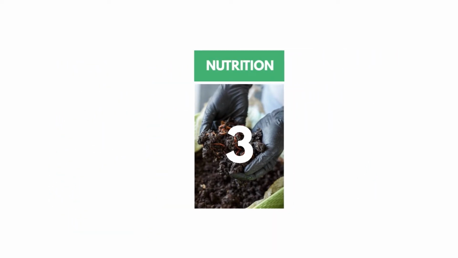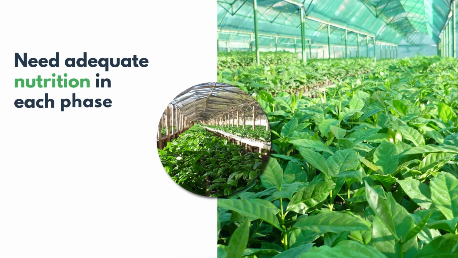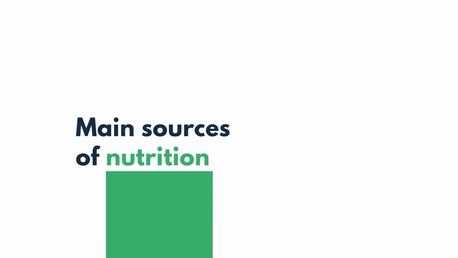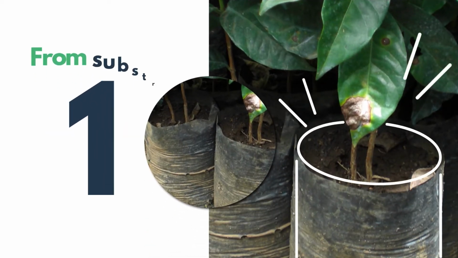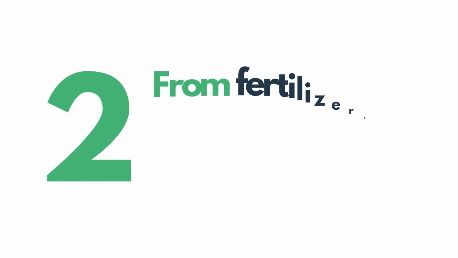Video 3. Nutrition. In order for seedlings in a nursery to develop well and stay healthy, they need good nutrition at each phase. There are two main sources from which plants can obtain their nutrients: from the substrate and from fertilizers.